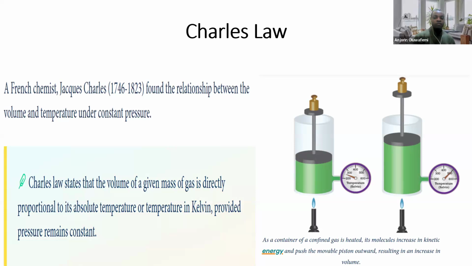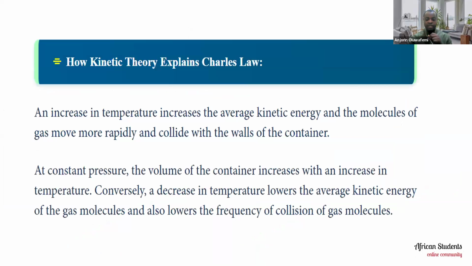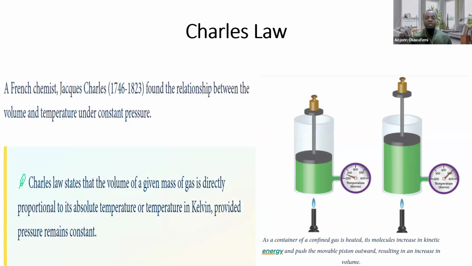It states that the volume of a given mass of gas is directly proportional to its absolute temperature, or temperature in Kelvin, provided pressure remains constant. So the participating entities here are the volume and the temperature. A very good example is a container of confined gas that is heated. Its molecules increase in kinetic energy and push the movable piston outward.